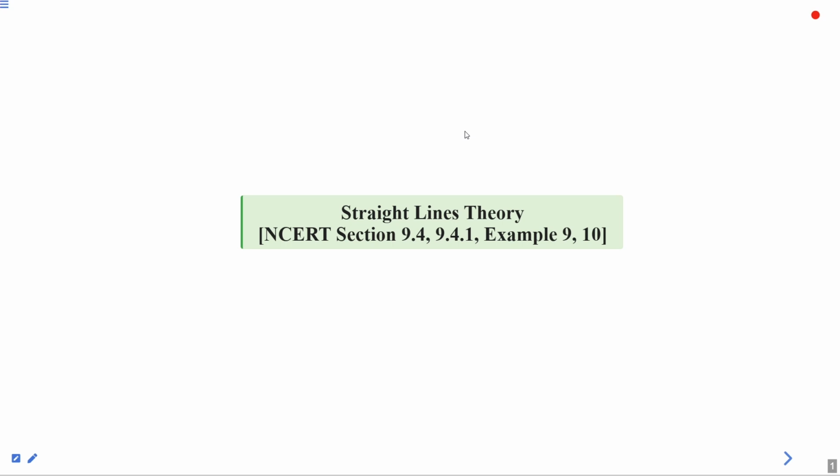Hello students, welcome to this lecture, Straight Lines Theory. In this lecture, we will discuss NCERT section 9.4, 9.4.1 and examples 9 and 10.